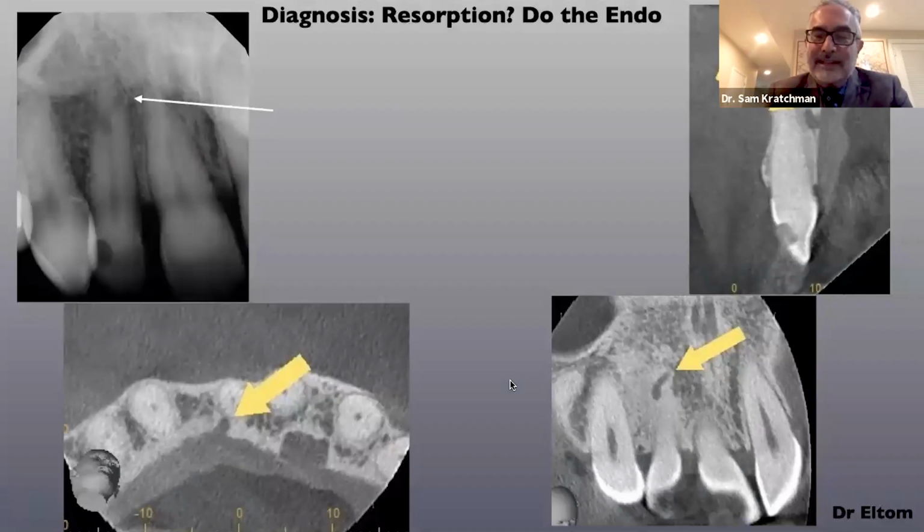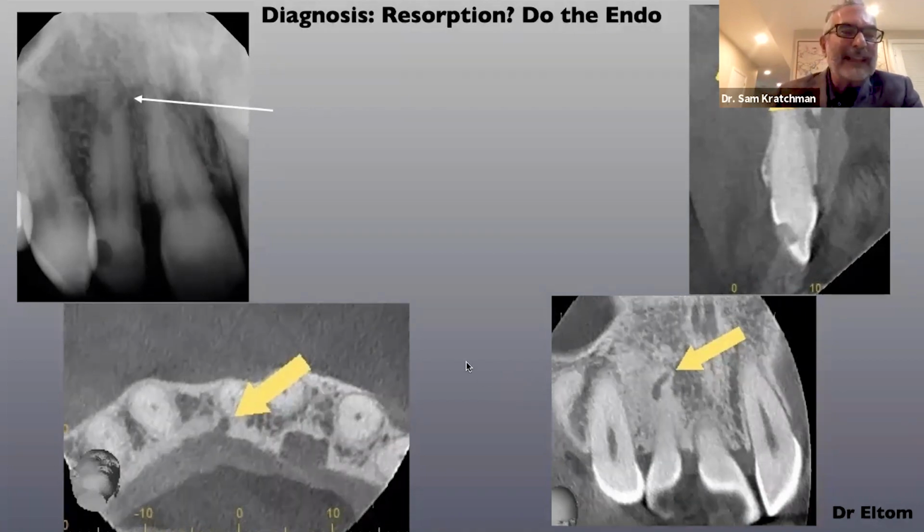Now I want to get into some cases from my practice or from Penn. Dr. Eltom is one of my partners at work. And the PA film came with the patient. And the note from the dentist is that there's resorption on that upper lateral, tooth number 7, where the white arrow is, do the root canal.